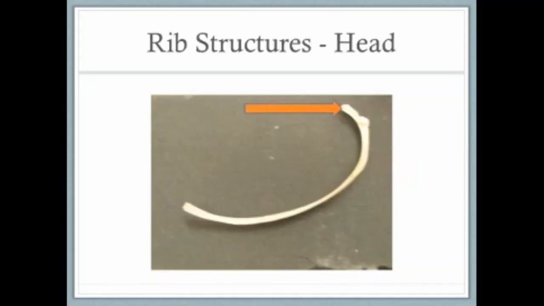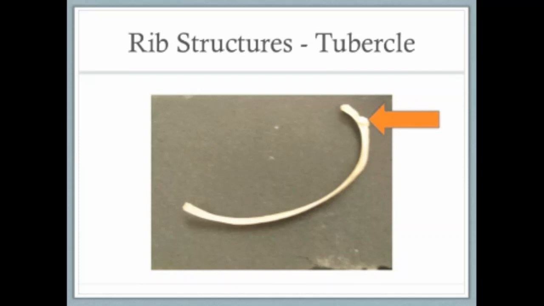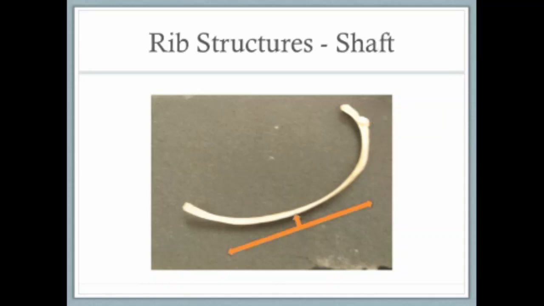We will start our discussion of the ribs just with some general rib structures. The head of the rib articulates with the body of the thoracic vertebrae. Every head sits on a neck. Just below the head, you will find the neck of the rib. The tubercle of the rib, as shown here with the orange arrow, articulates with the transverse process of the thoracic vertebrae. The rest of the rib is considered to be the shaft of the rib.